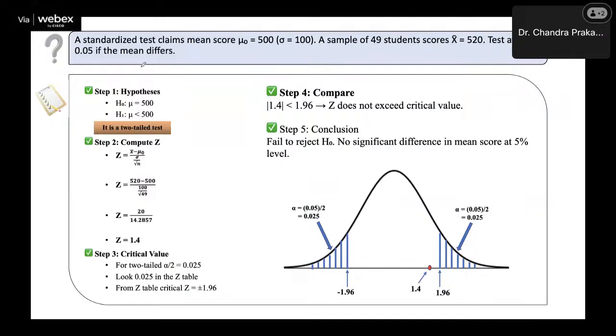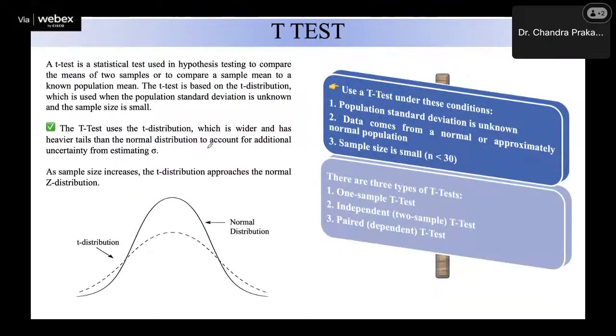So again, this is another example. Let me directly go to the t-test now. A t-test is a statistical test used in hypothesis testing to compare the means of two samples, or to compare a sample mean to a known population mean.